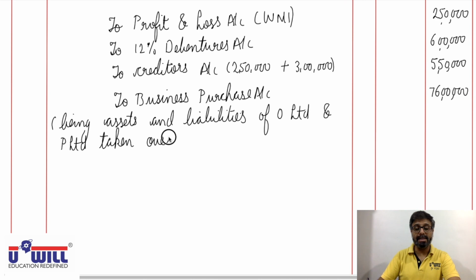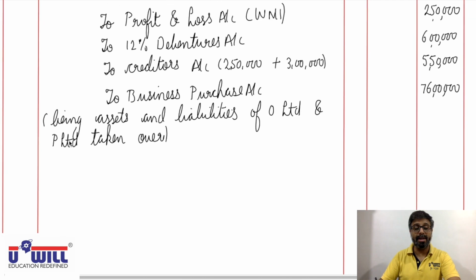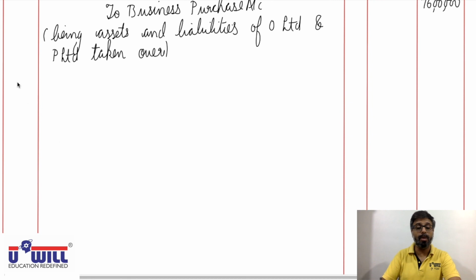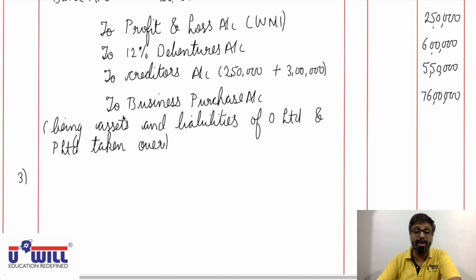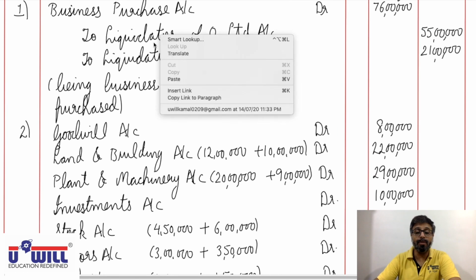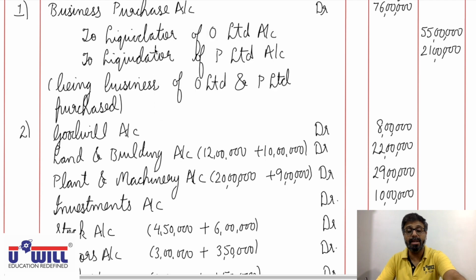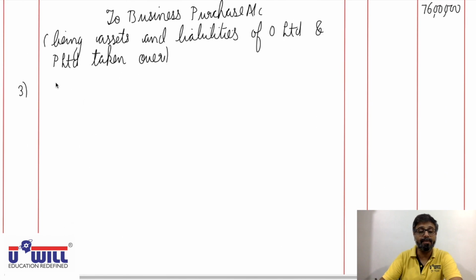Okay, being assets and liabilities of O Limited and P Limited taken over. Now, third entry. So, assets and liabilities are required. Now, settlement of purchase consideration. So, first of all, liquidator are the receiver, debit the receiver. So, liquidators account debit with 55 lakhs and 21 lakhs.